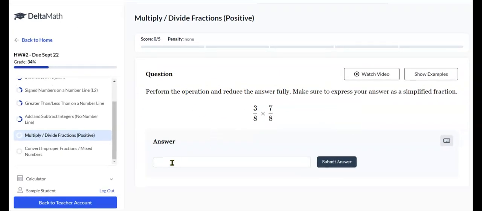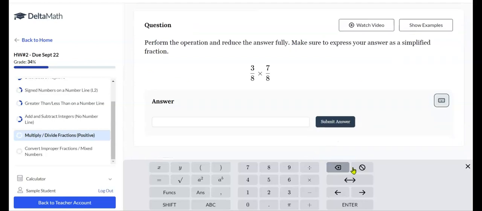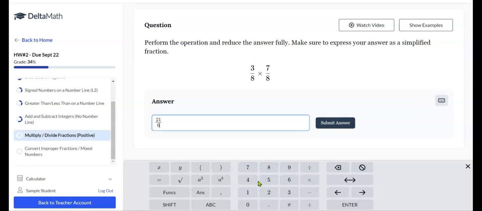You can type it as a fraction by using your keyboard backslash button, or you can open this virtual keyboard and you can type a fraction by pressing the division key. Whoops, it should be 21 division 64.